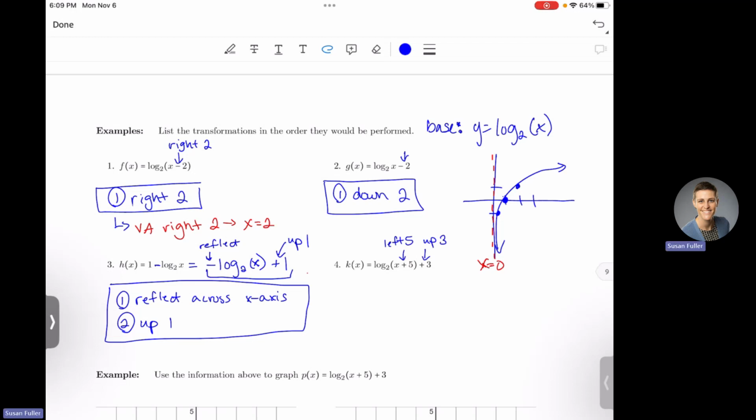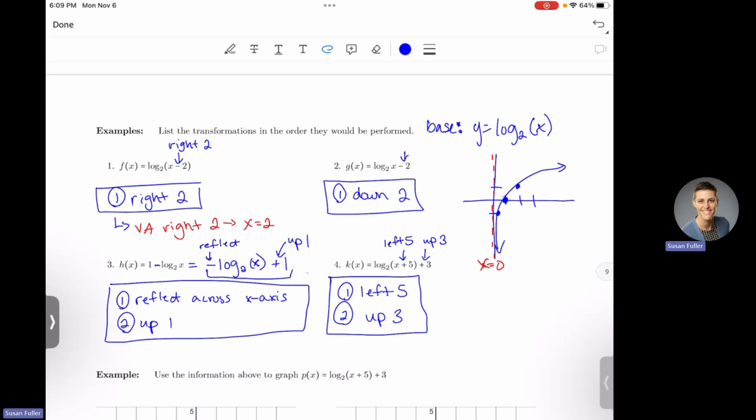And then which order am I going to do these in? First thing we have to do is our horizontal shifting. So I'm going to go left 5 units first. And then the last thing that I'm going to do is move this thing up 3 units.